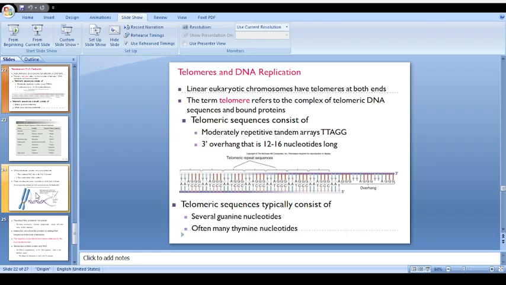Linear chromosomes have telomeres at both ends. The term telomere refers to the complex of telomeric DNA sequences. It's a moderately repetitive array of TTAGG. This is the telomeric sequence that is added by the telomerase enzyme. It adds to the overhang region of the 3' end of the eukaryotic chromosomes.